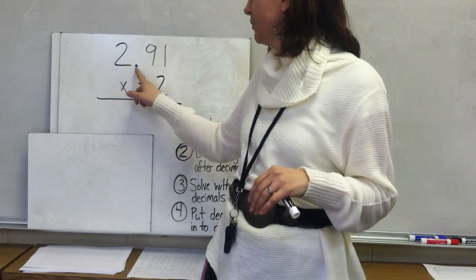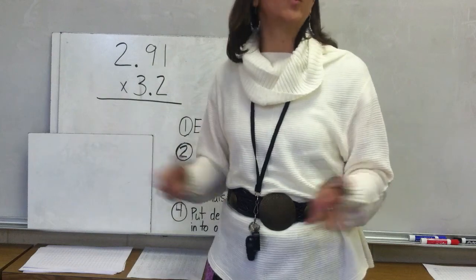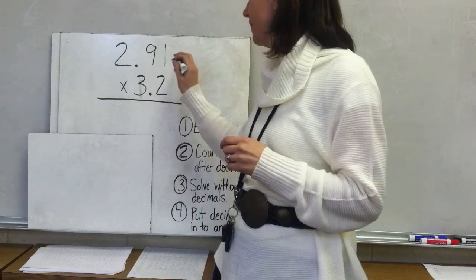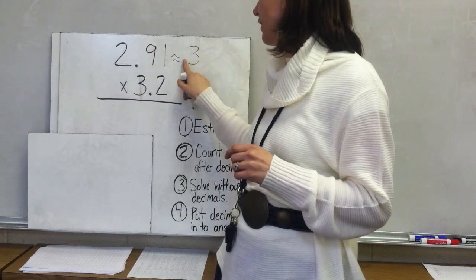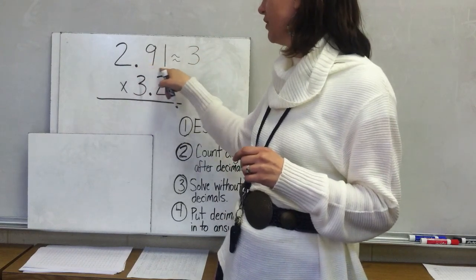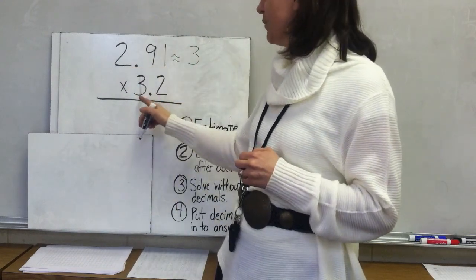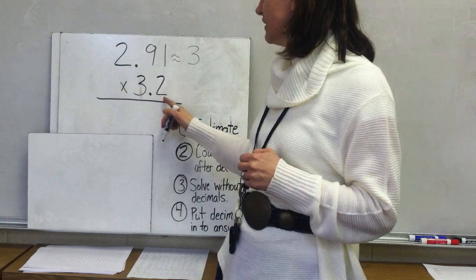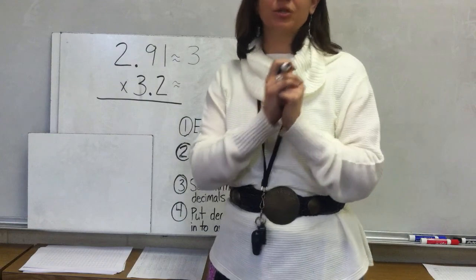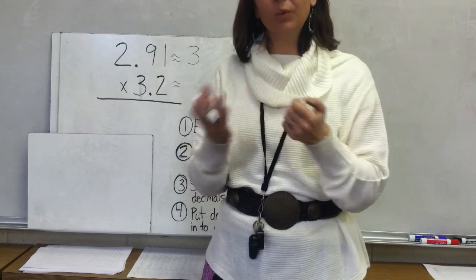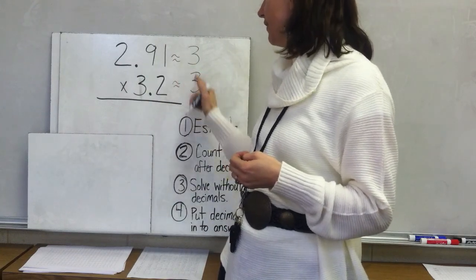In this case, we have 2 and 91/100ths. So that's closest to what whole number? Well, hopefully you said 3, because we would round it to 3, not to 2. This is 2 and 91/100ths. It's like $2.91. You almost have $3. And in this one, we have 3 and 2/10. So what whole number would we round 3 and 2/10 to? Well, it's closer to 3 than it is to 4. So we round both of these actually to 3.